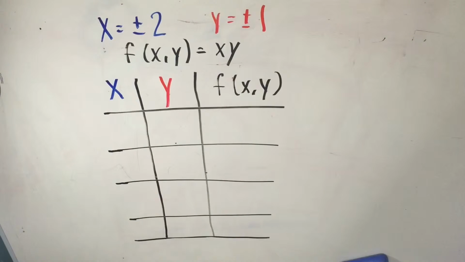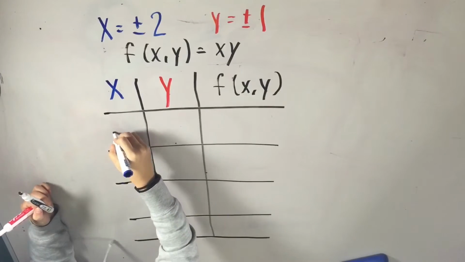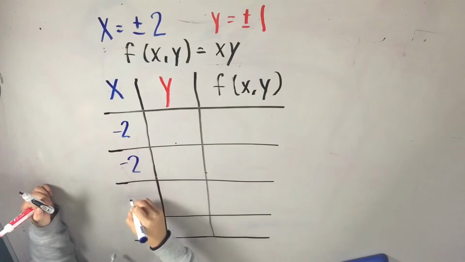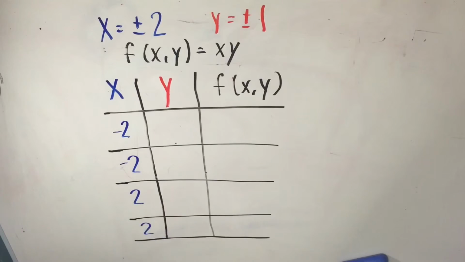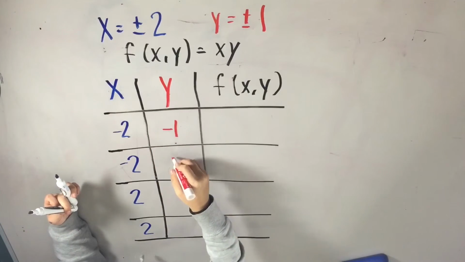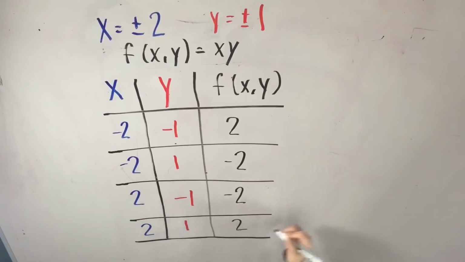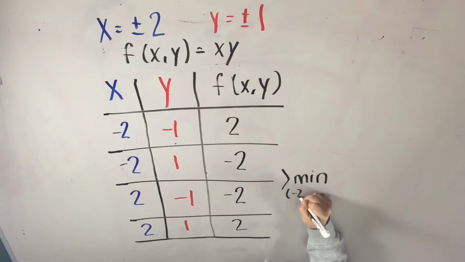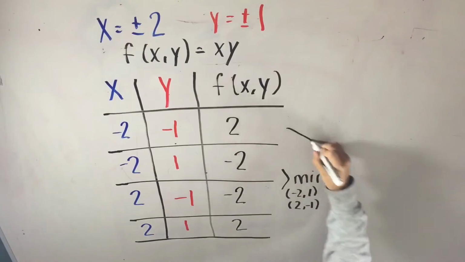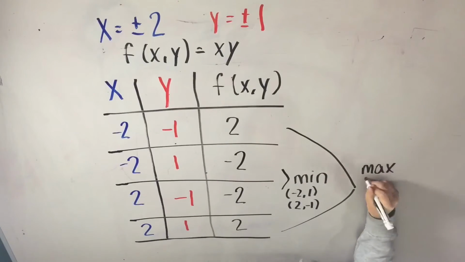To figure out which is which, we just need to find the function values at each value of x and each value of y. The easiest way to do this is to set up a table where you have the value of x with its value of y and the function value. Once you calculate the function value for each possible point, it is easy to see which points are the maxes and which points are the mins.